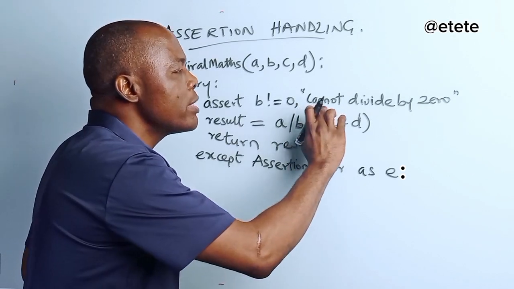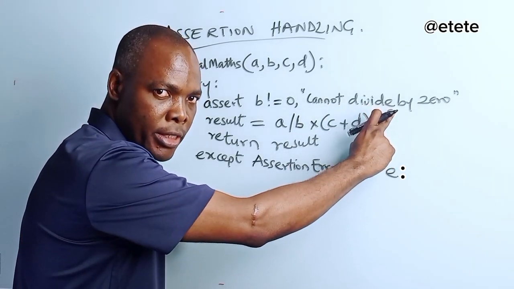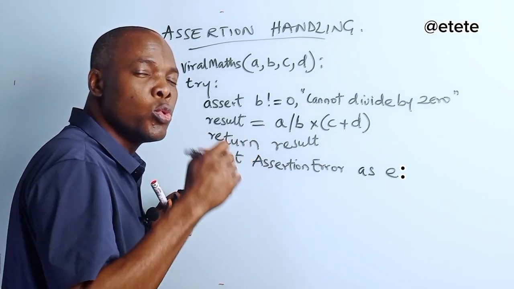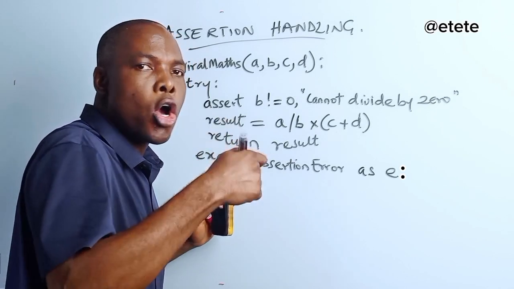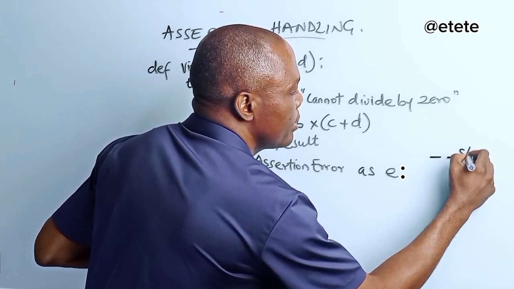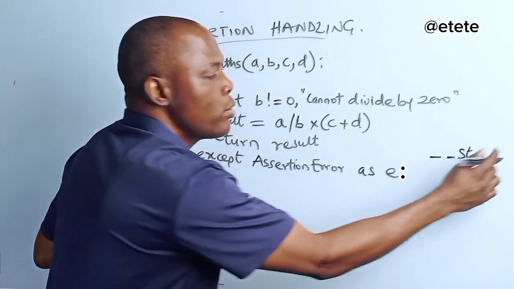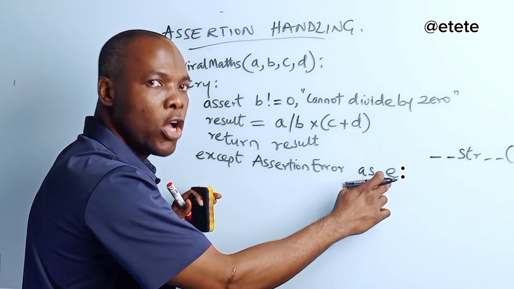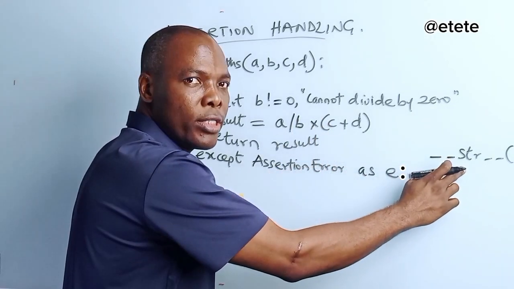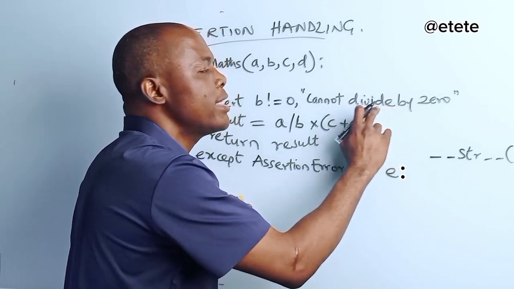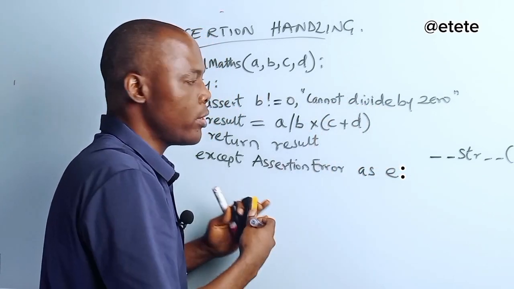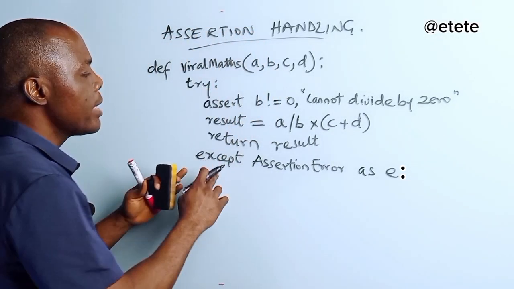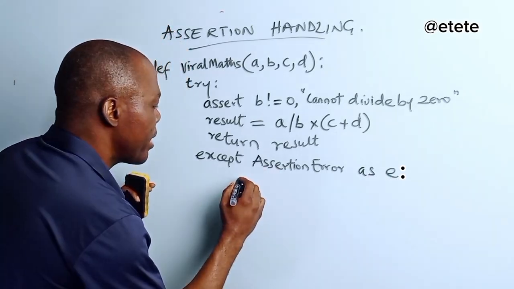Because I want this message to be displayed on the screen, I'm going to create an object of this class, which I will use to implicitly call a method, the str method. I'm going to call this method implicitly using the object of this class. This method is what is going to access this message and then display it on the screen. So I'm actually teaching you multiple classes in this class today. Now, except assertion error as E. Then I will come here and I will say print.